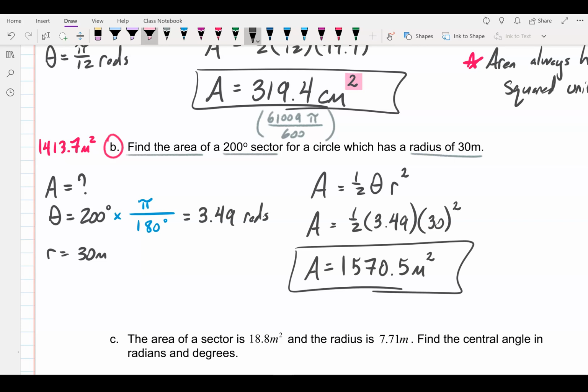So notice for this question, I know that it's area. I was given units in meters, and so my final answer needs to be given meters squared. Just like in the previous question, we did the same thing with centimeters squared. Always square units with area.